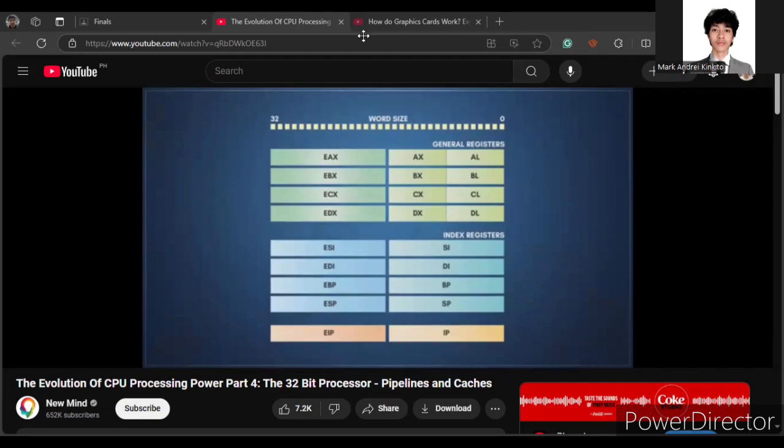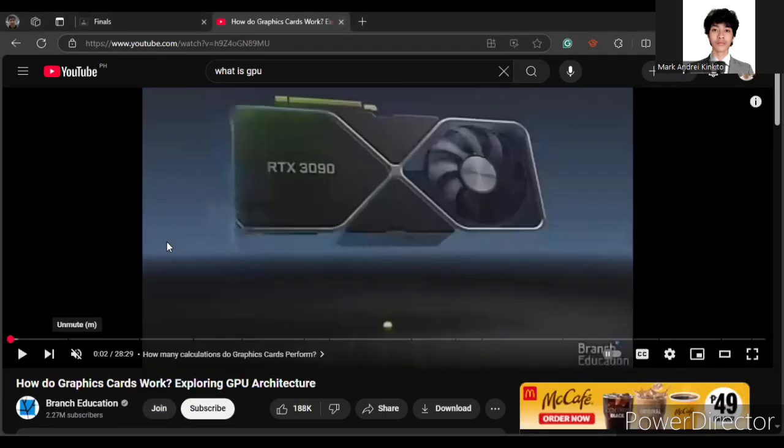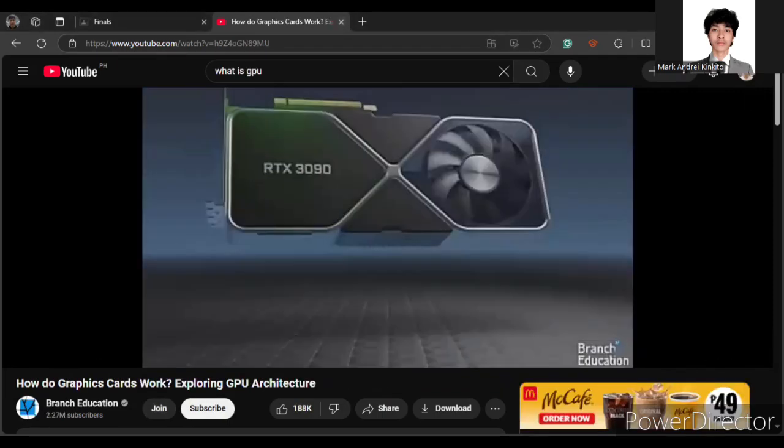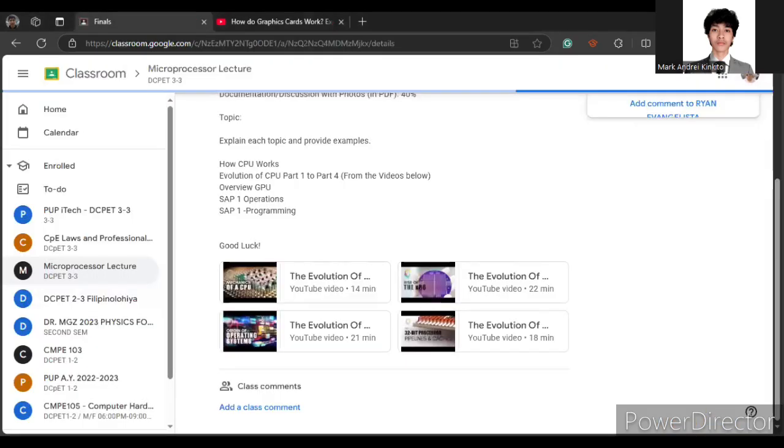And next is how do graphics cards work? So this is the next section. So we're on section 3.